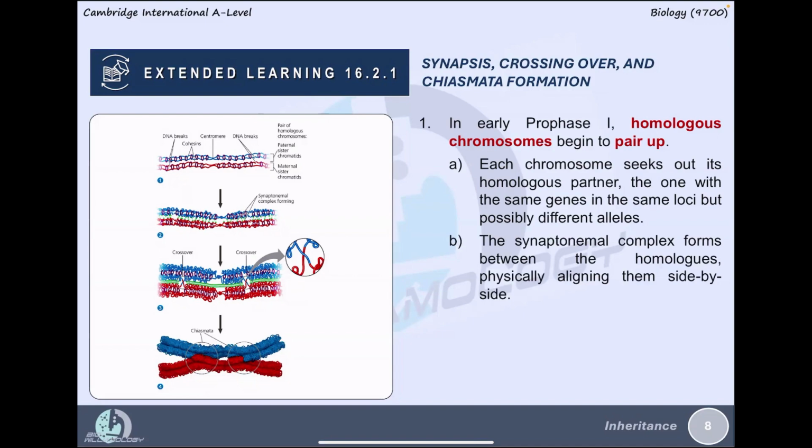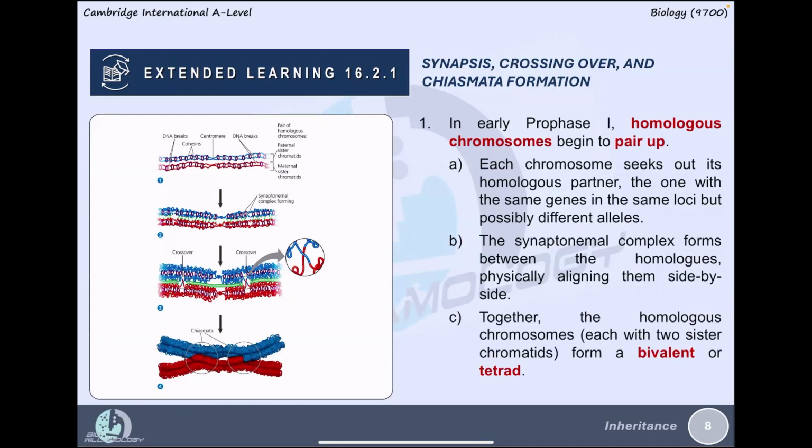And we have this complex known as the synaptonemal complex formed between the homologues, physically aligning them side by side. This very important protein complex allows the homologous chromosomes to pair up. So together, the homologous chromosomes now form a bivalent. As I said, bivalent means two units of chromosome, which are homologous. And we use the word tetrad because it consists of four sister chromatids. So after they have paired up, the next event is crossing over.